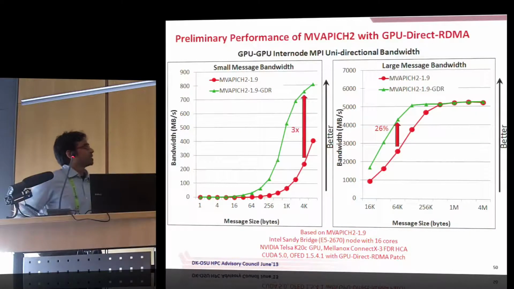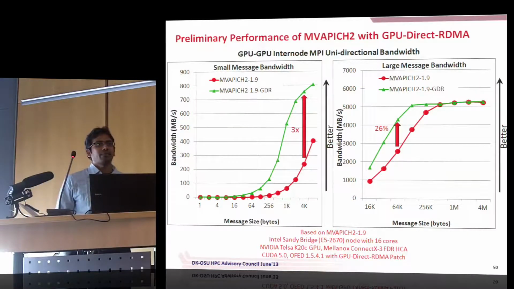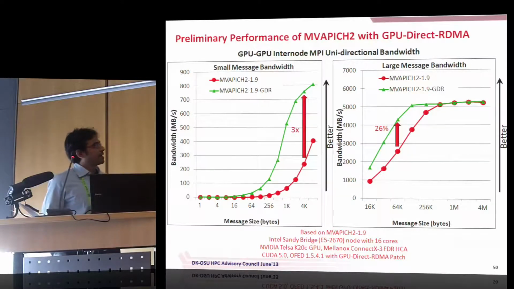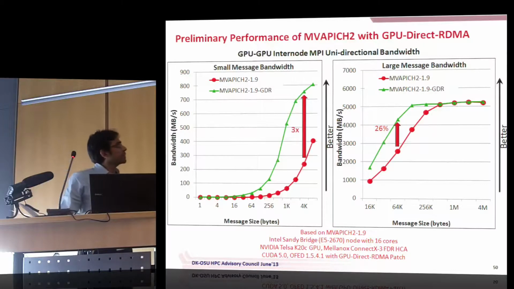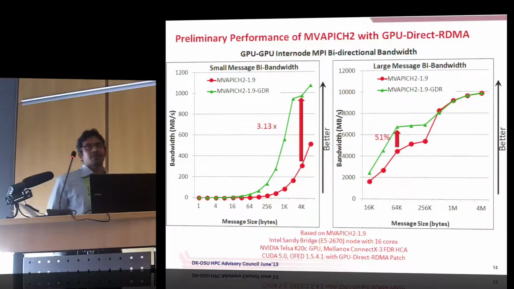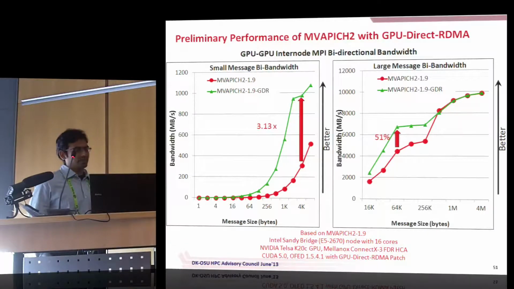For small message throughput, we see almost a 3 times improvement for small and medium messages. We see this improvement almost up to messages of size 256 KB, beyond which we take advantage of the traditional pipelining-based approach. And we see similar improvement with bidirectional bandwidth between GPUs across nodes.